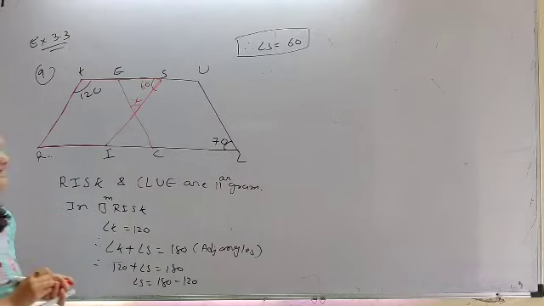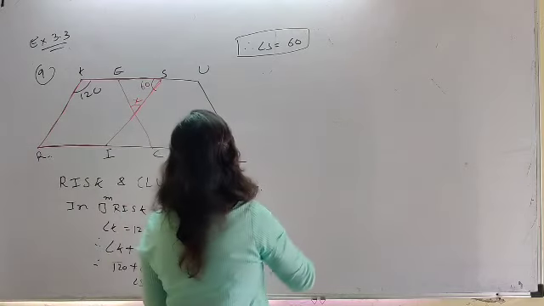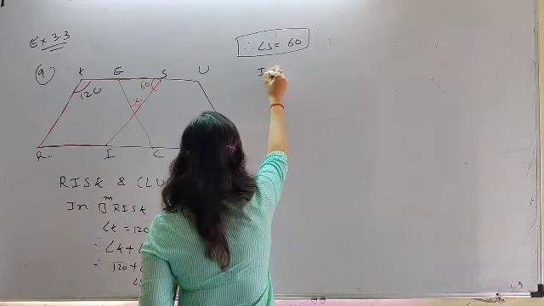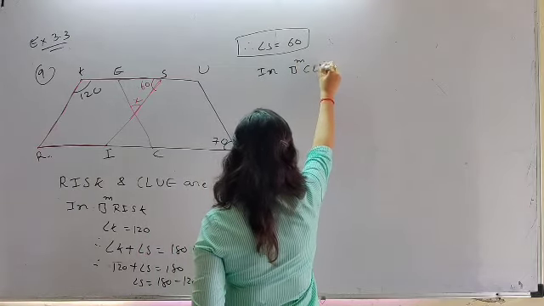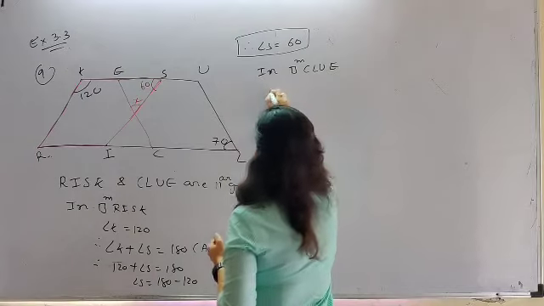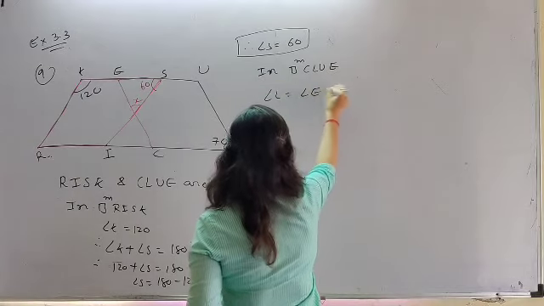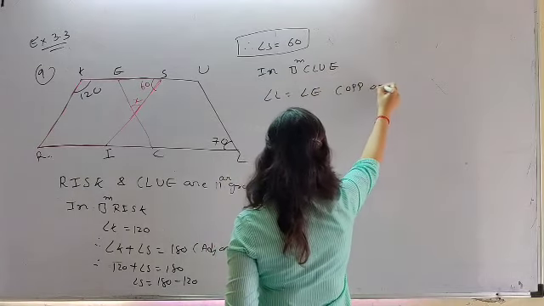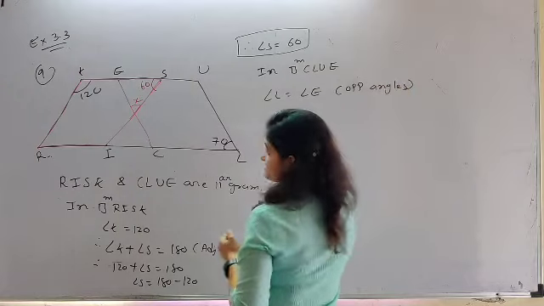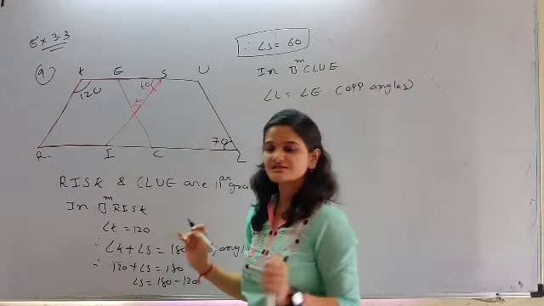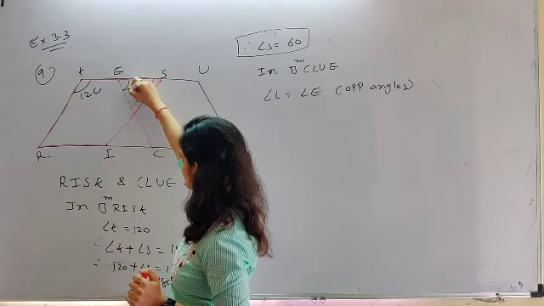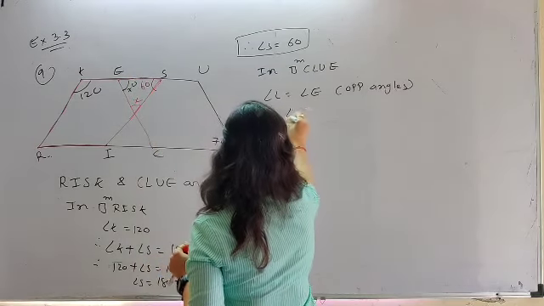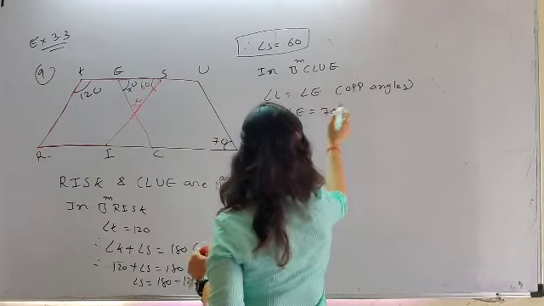Okay. Now next, in the same way, in parallelogram CLUE, angle L is same as angle E. They are opposite angles, and opposite angles of a parallelogram are always equal. So if this angle is 70, then this angle will also be 70. So angle E is also 70.